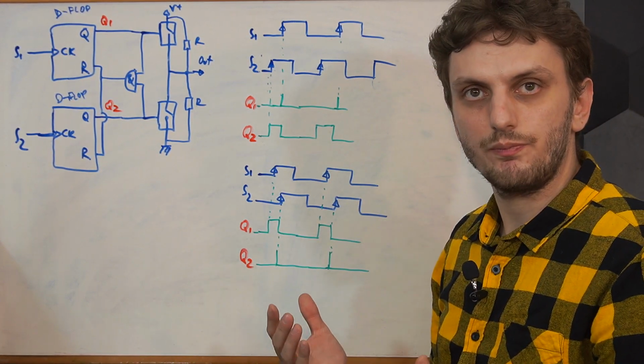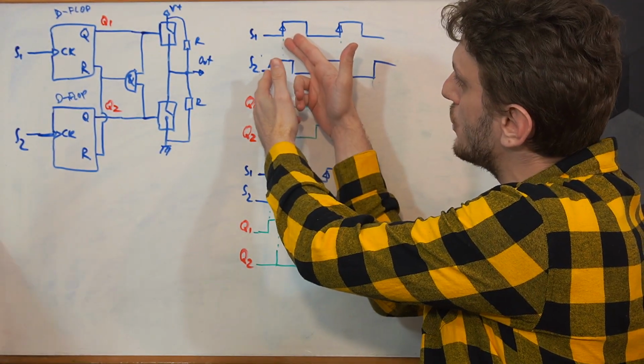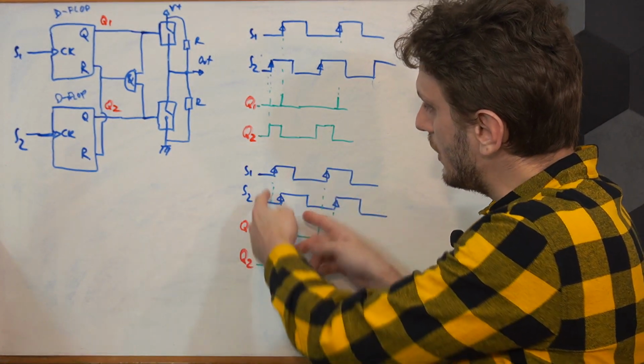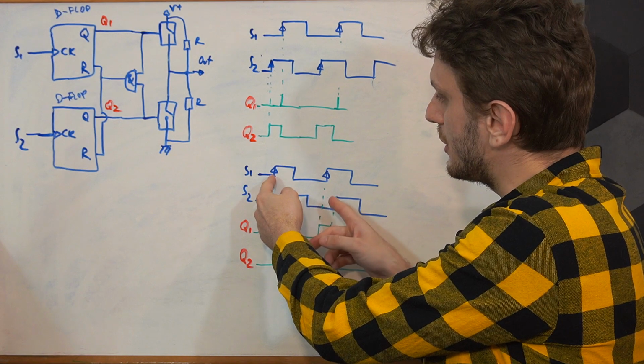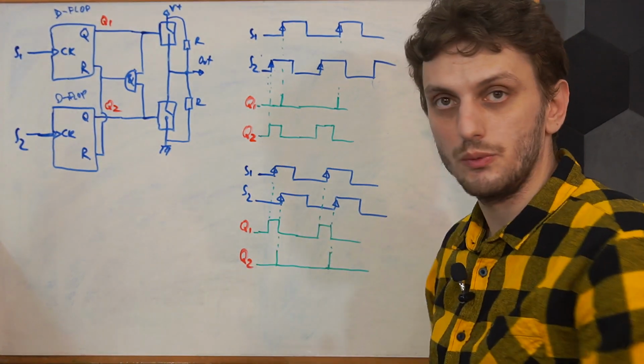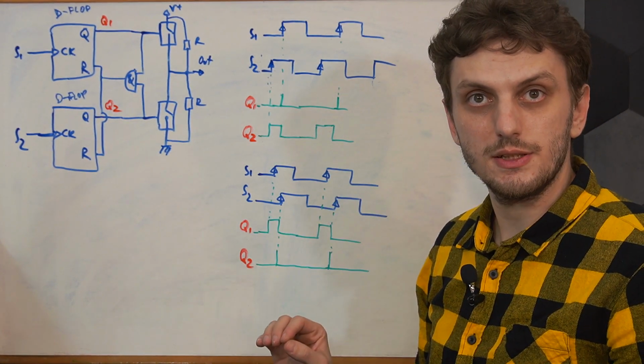And depending on the phase difference between the two, the larger the phase difference between S2 and S1, the larger the pulse on Q2 will be. Or in the other case, the larger the difference between S1 and S2, the larger the pulse width on Q1 will be. So with this circuit, we have three different cases.